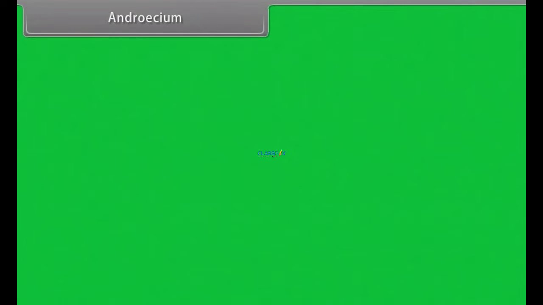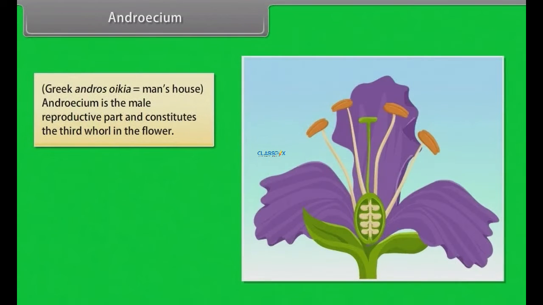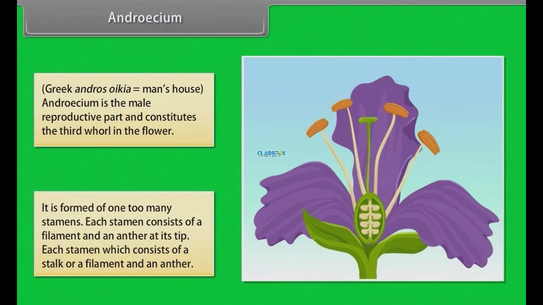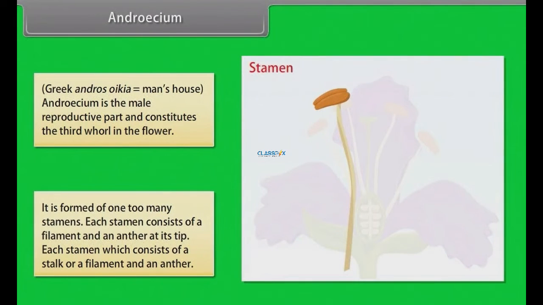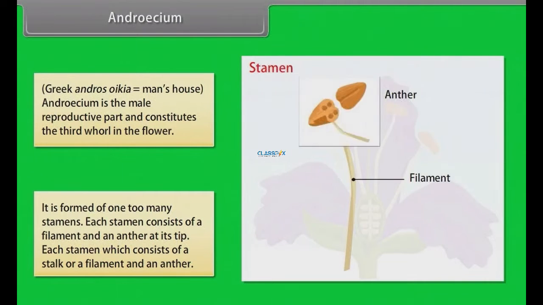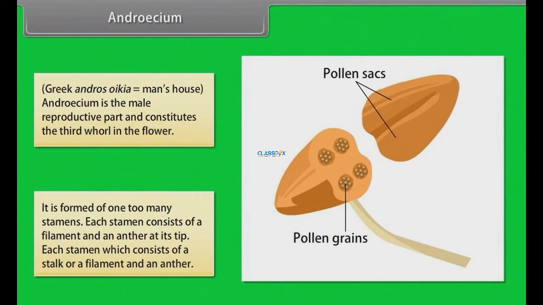Androecium. Androecium is the male reproductive part and constitutes the 3rd whorl in the flower. It is formed of 1 to many stamens. Each stamen consists of a filament and an anther at its tip. Each stamen consists of a stalk or filament and an anther.